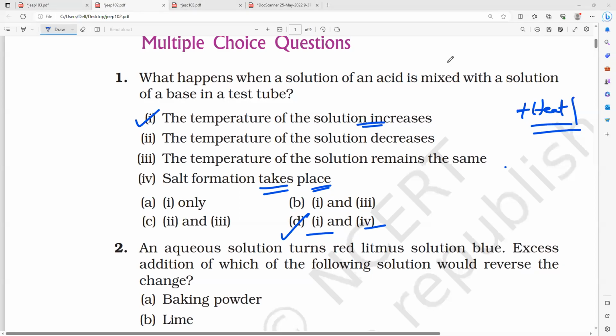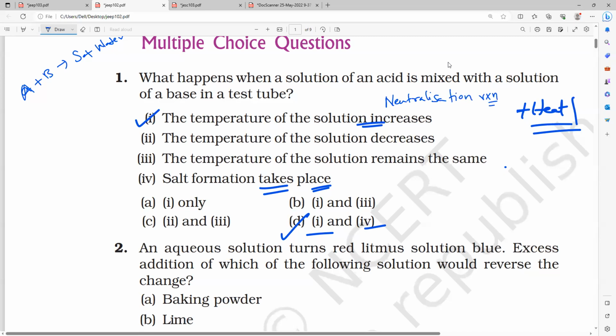So you can see in the second chapter we have studied the neutralization reaction. That is the reaction of acids with bases. When an acid reacts with a base, we are going to get salt plus water. Whenever the acid reacts with the base, it will form salt plus water. That is what we call the neutralization reaction.